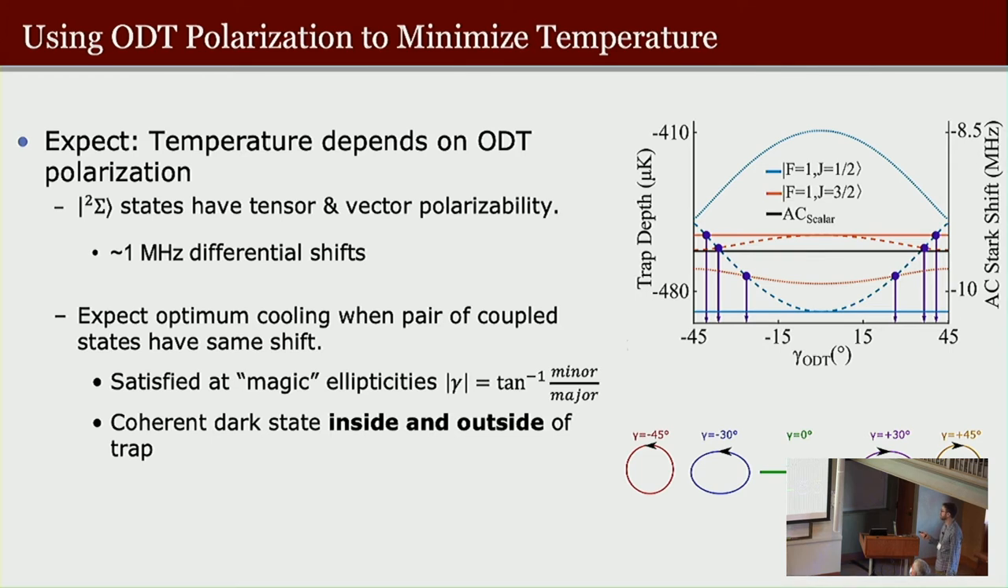What we figured was that, okay, you may not be able to get all three to be degenerate, plus or minus the hyperfine frequency between them. But what you can do is at least get some pair of them degenerate with each other, right? So if we can get some pair, at least we'll have some sort of dark state. And there are a few ellipticities where this is actually the case. We figured that's going to make a coherent dark state both inside and outside of the trap, and we should get better cooling. Here I'll point out that gamma is just symbolizing the ellipticity of the beam, and the sign of gamma indicates the circularity of the beam.